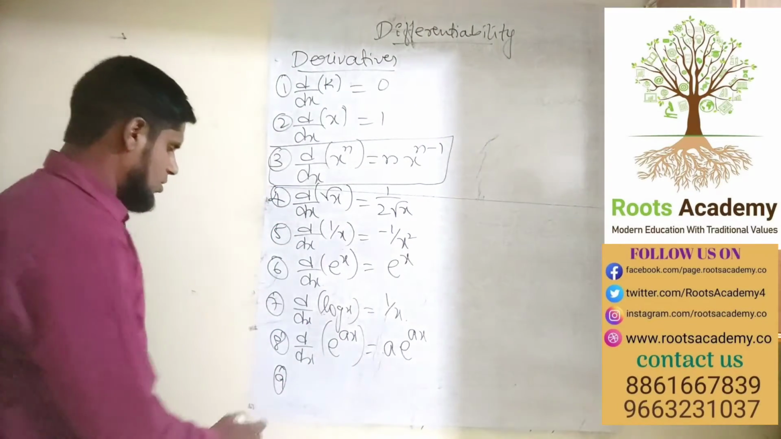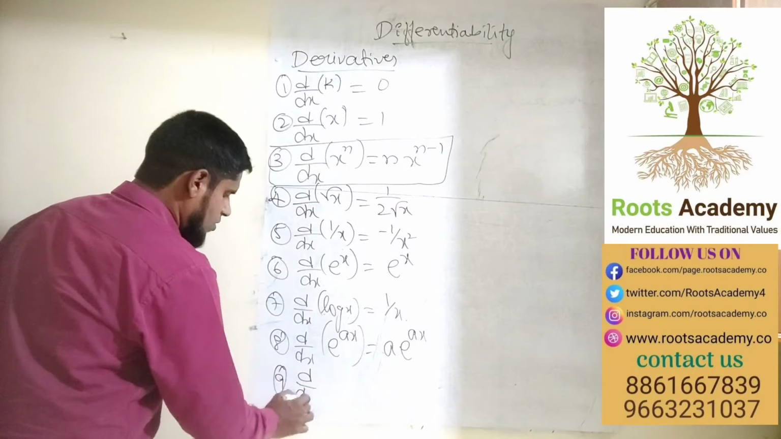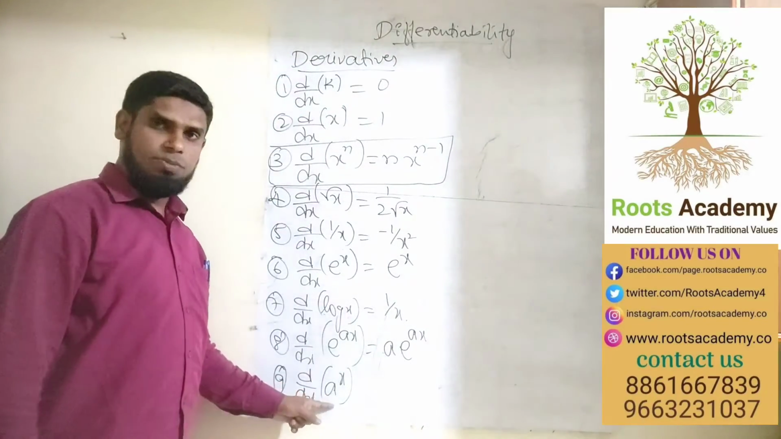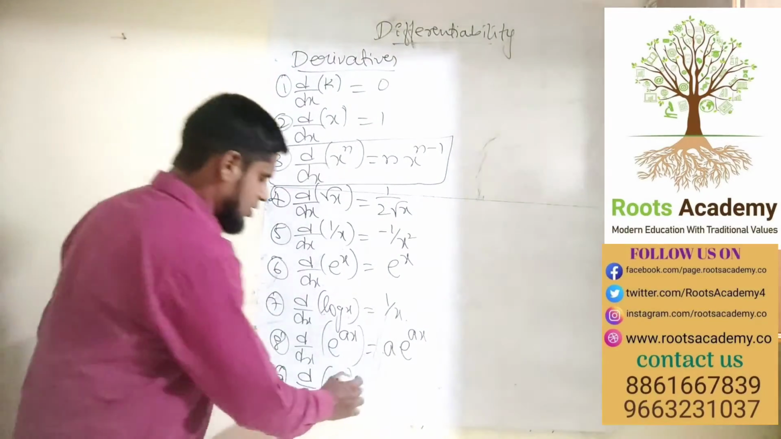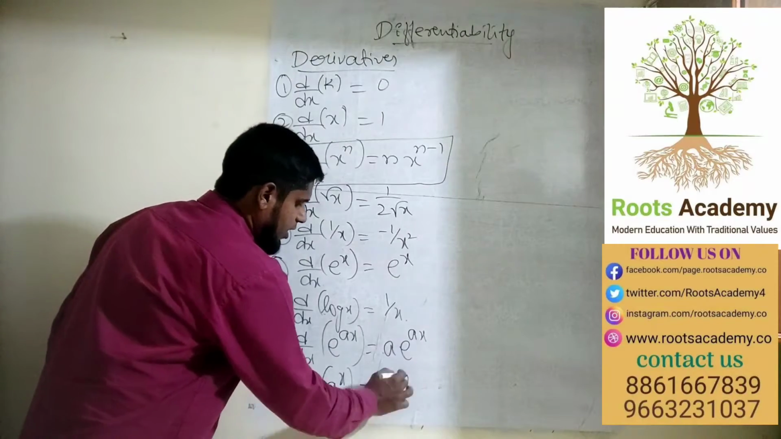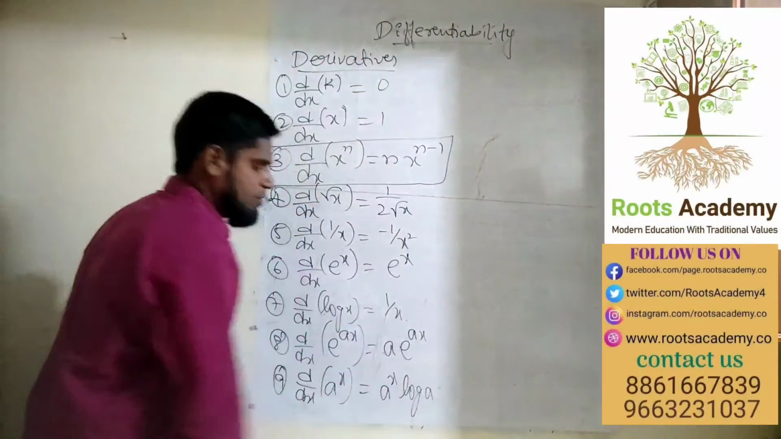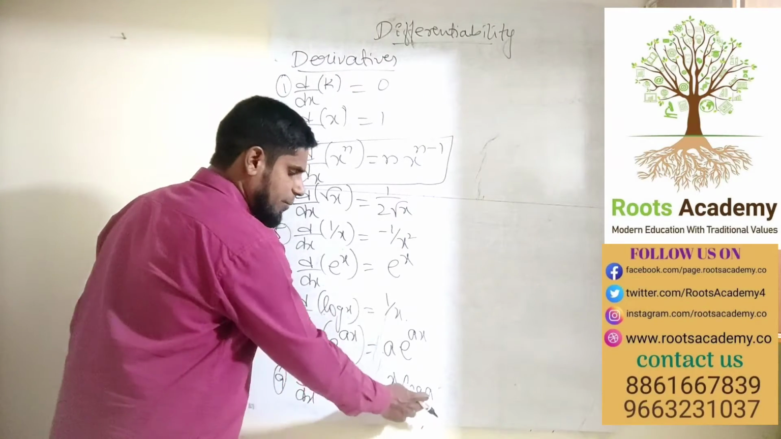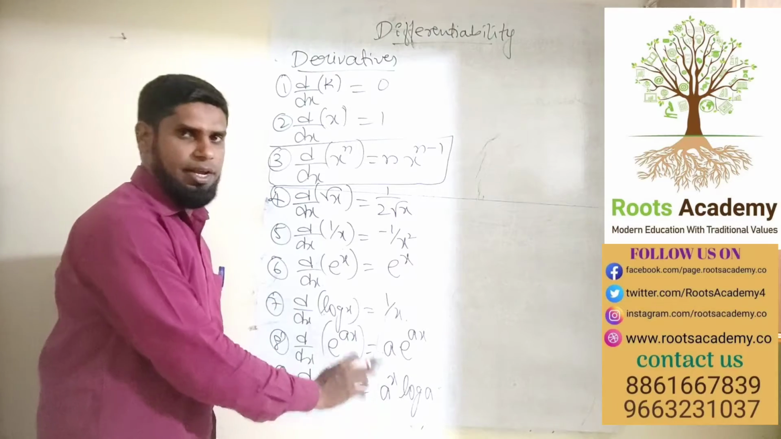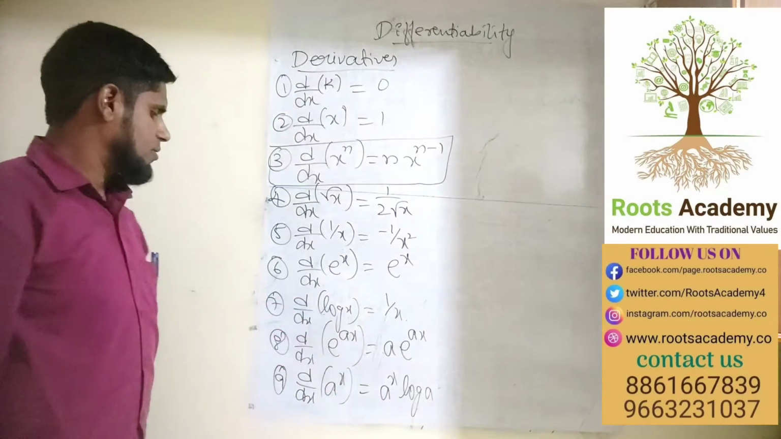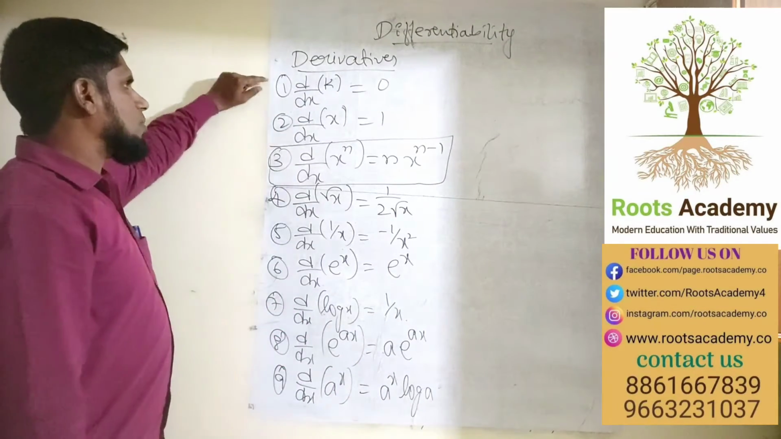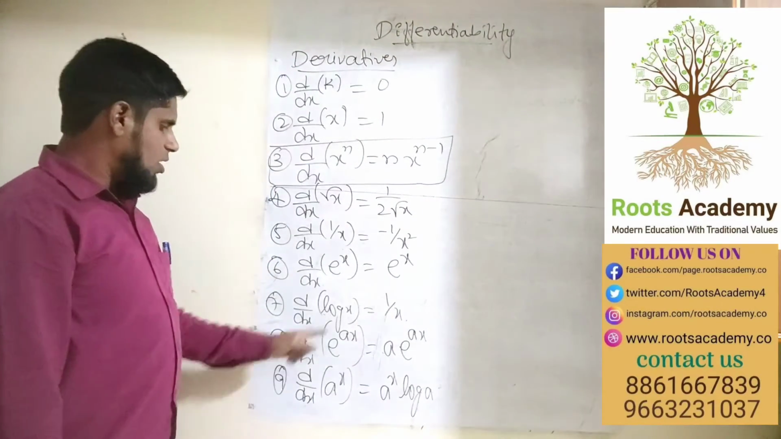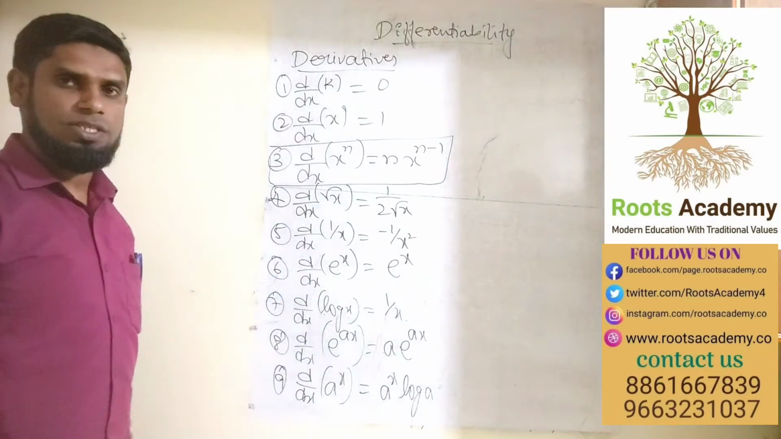Ninth, d by dx of a power x. Here a is any constant and its power is a function, so its derivative is a power x into log a. Obviously, students, if I am not writing any base to log, it is understood to be e, the base here. These are some basic derivatives of algebraic, exponential and logarithmic functions.